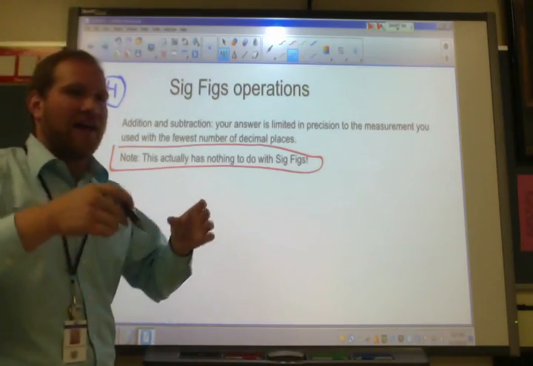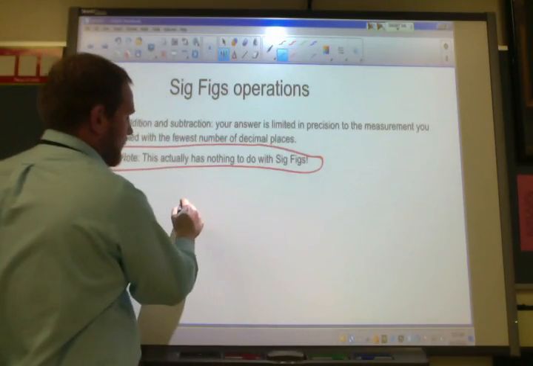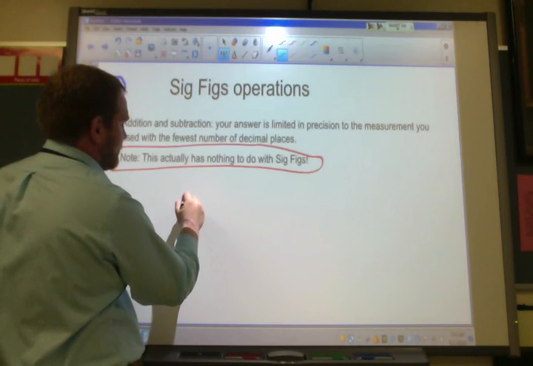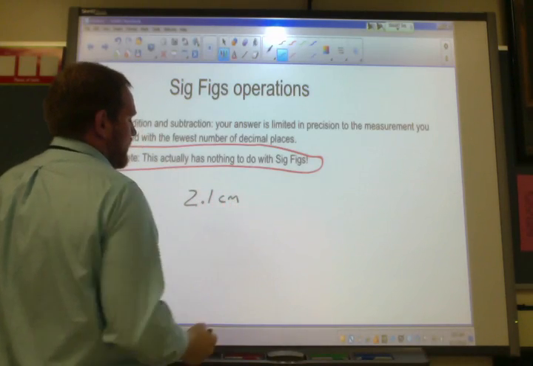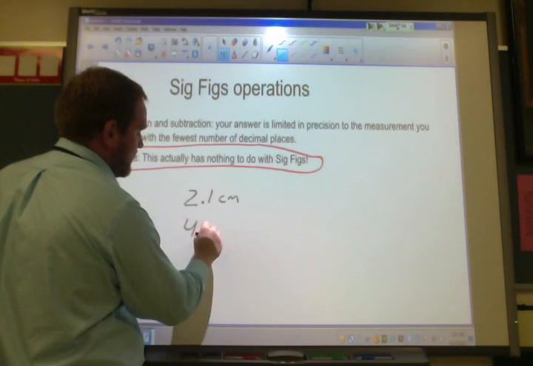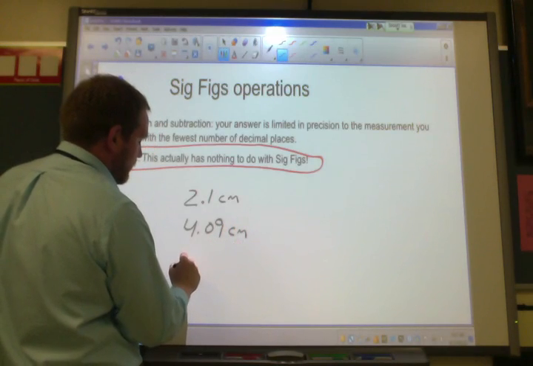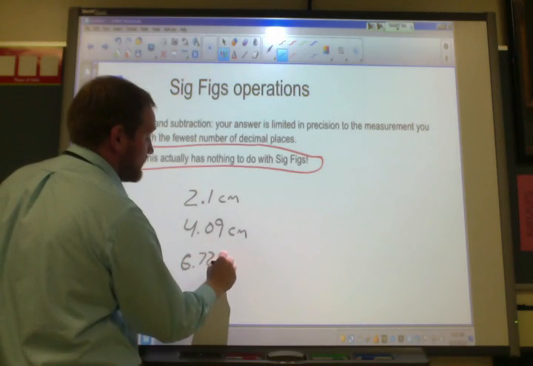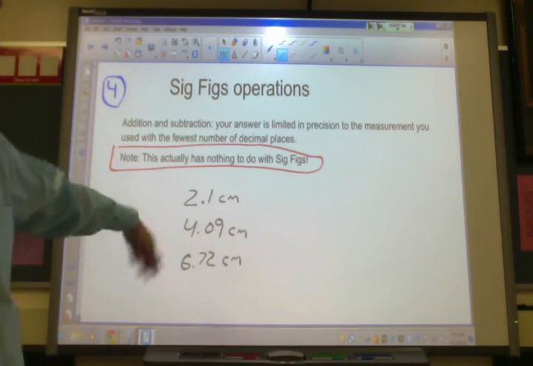So let's say you're adding up the sides of something for the perimeter, and your lazy lab partner says it's 2.1 centimeters, and your other 2 lab partners say their side is 4.09 centimeters, and you report yours properly as 6.72 centimeters. You have to add these up. Let's say it's like a triangle, which I'm sure probably doesn't actually work.